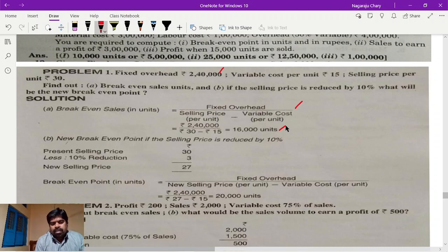So that's why 16,000 units is the target. After that only he may get profit. Okay. So next you see the second one.